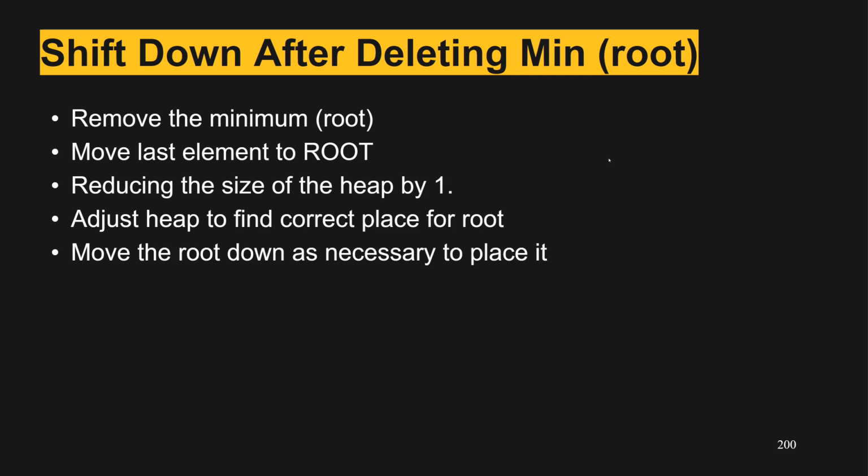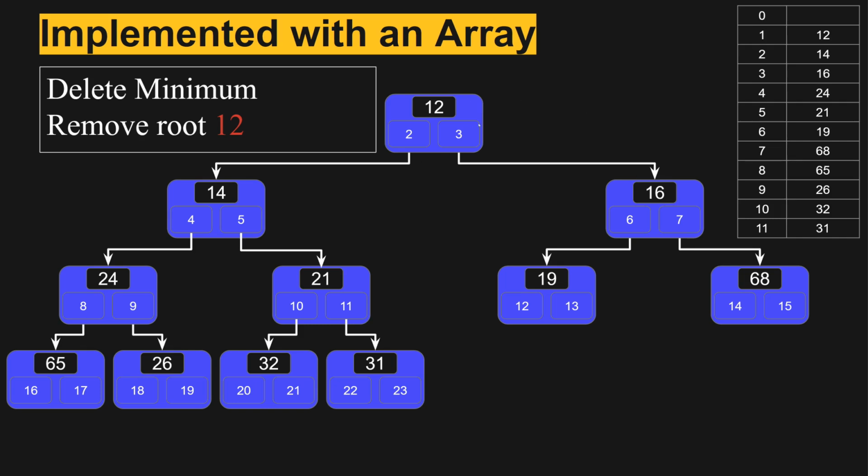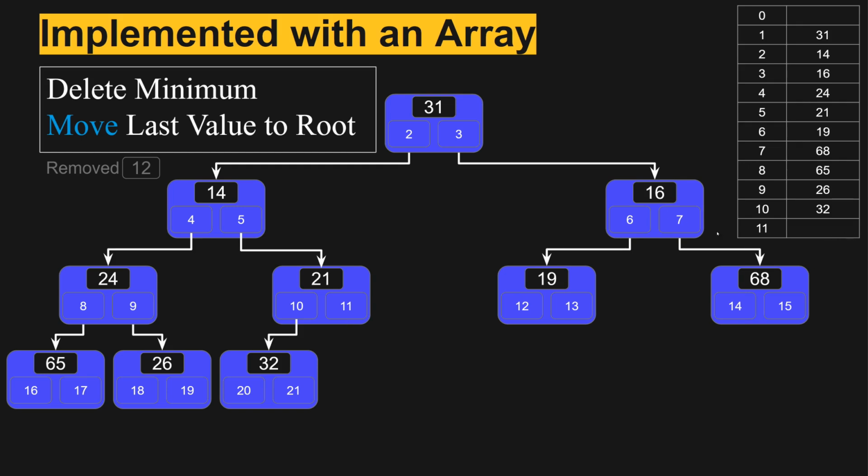We do the same thing after deleting the minimum, following the same process. We remove the minimum, we move the last element to the root, and then we reduce the size of the heap. And then we adjust the heap to maintain the heap order property by moving that root value down until it fits. So we delete the minimum 12, it's gone. And we take 31, we move it to the top. So it's now at index 1. And we no longer have this last value.